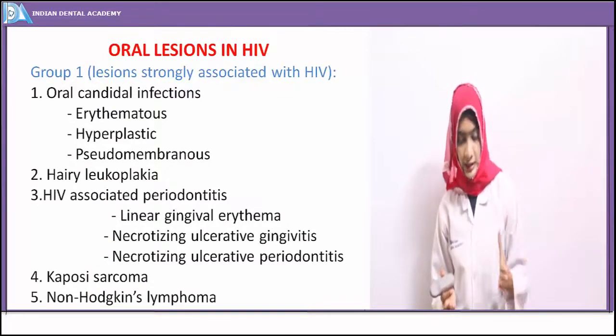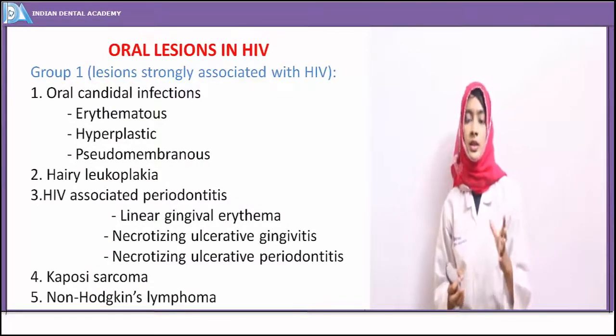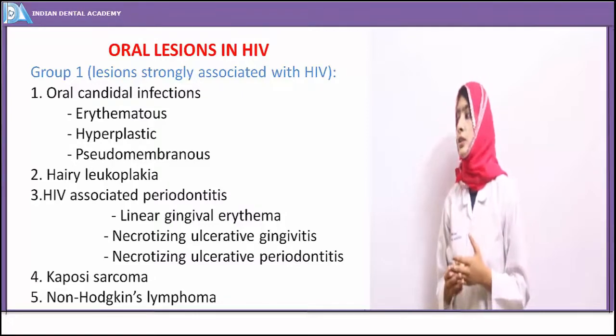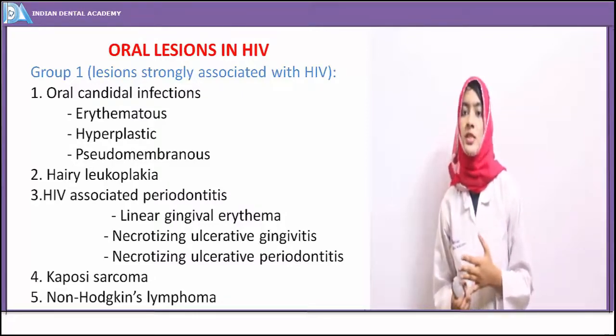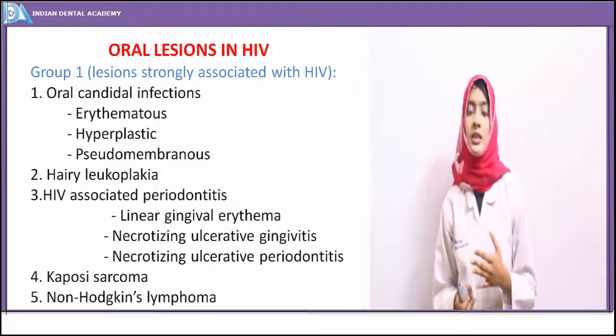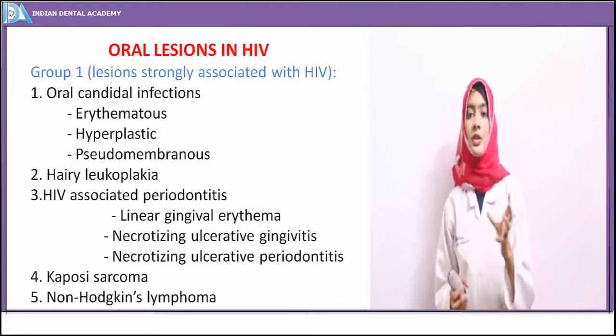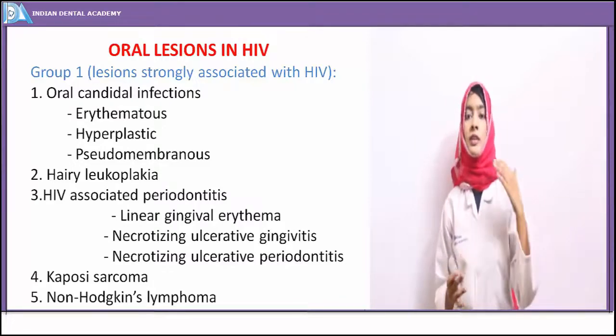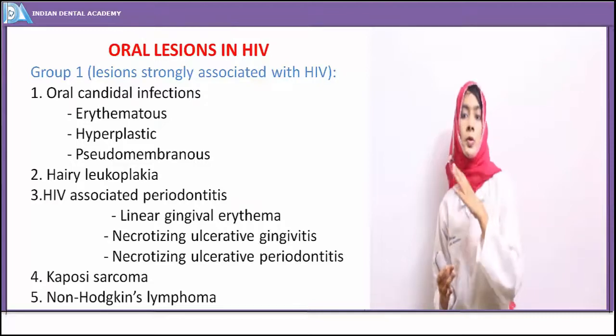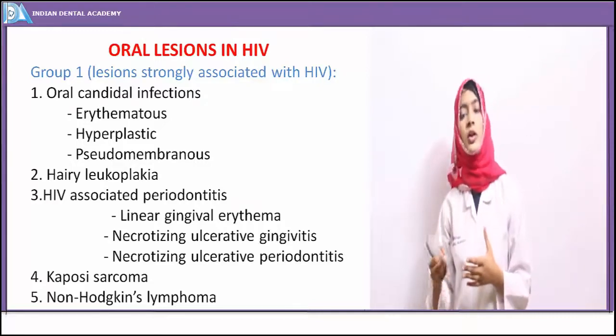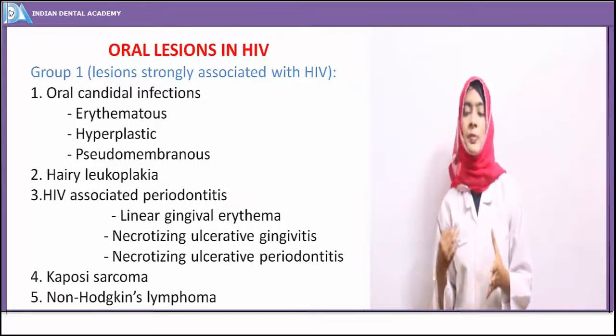So now we'll study the oral lesions of HIV. There was a classification proposed in 1993. It divided the oral lesions into 3 groups: those strongly associated, those where the possibility of occurrence is there, and those less likely to be associated with HIV.